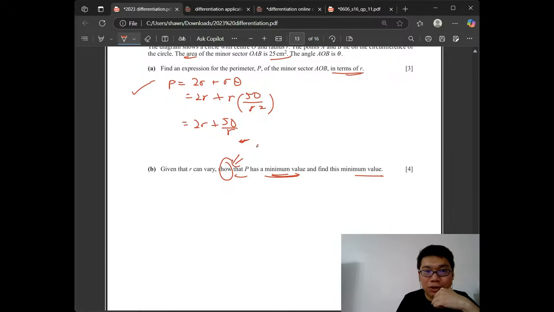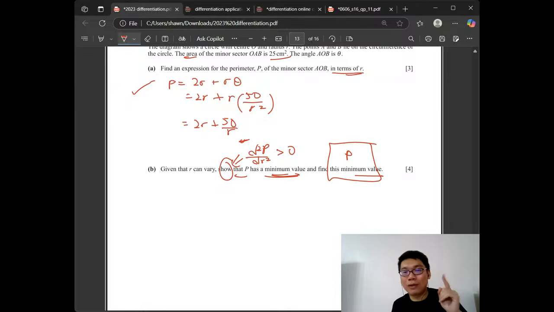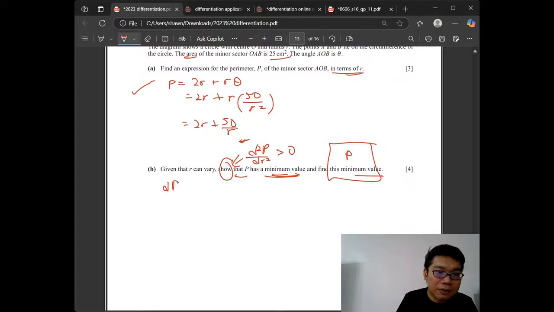So how to show? We just use d2P/dr squared. And then to show that it's minimum, it must be more than 0. And then find the minimum value of P. So see carefully, this question requires the value of P and also proof that it is minimum. So you need to do both. So we do dP/dr first.